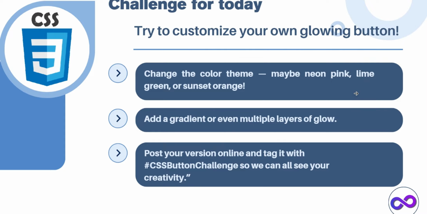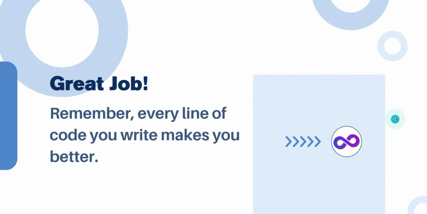Now it's your turn. The challenge for today is you're going to customize your own glowing button. You're going to change the color theme, maybe neon pink, lime green, or sunset orange. And you're going to add even multiple layers of glow and post your version online and tag it with CSS button challenge so that we will see your creativity.